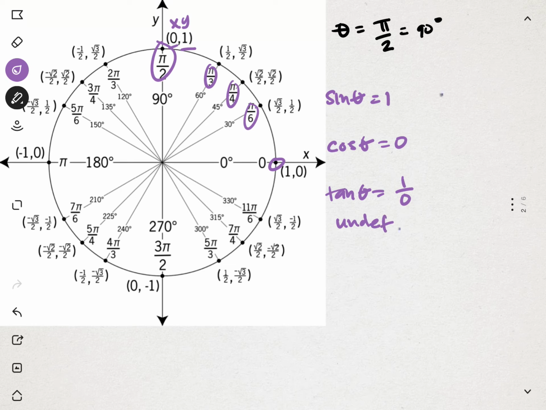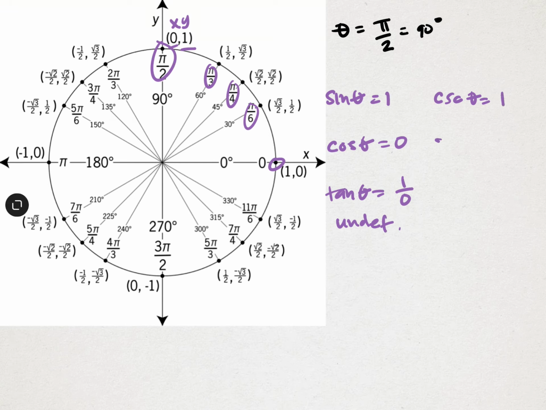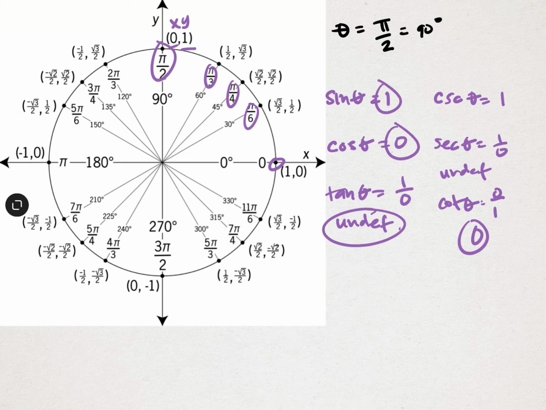And then we're going to do our reciprocals. The reciprocal of 1 is itself. The reciprocal of 0 is 1 over 0. That's undefined. Now cotangent is going to be 0 over 1. We can do 0 over 1. That's just going to be 0. Once you get the hang of it, it gets easier.